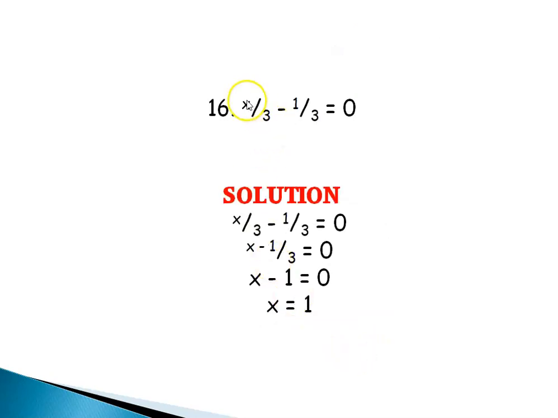The next question, x over 3 minus 1 over 3 is equals to 0. Alright, so for this, LCM of 3 and 3 is 3 since it's a like fraction. So (x - 1) over 3 is equals to 0. So by the time we cross multiply, 3 times 0 is 0. So x minus 1 is equals to 0. I bring my minus 1 to this side. It becomes a positive 1. x is equals to 1. Straightforward, isn't it? Good.